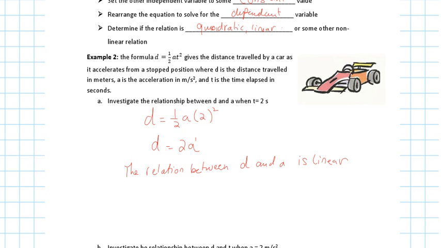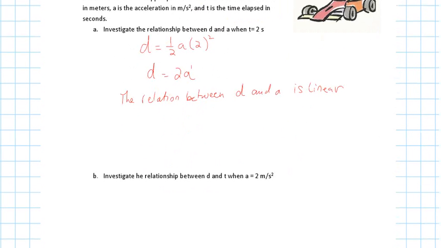So do you understand what I was just saying above with the volume equals pi r squared h? You set one of the variables to a constant. In this case, they told you that the constant is t and it's equal to 2. Now investigate the relationship between d and t when a is equal to 2 meters per second squared.